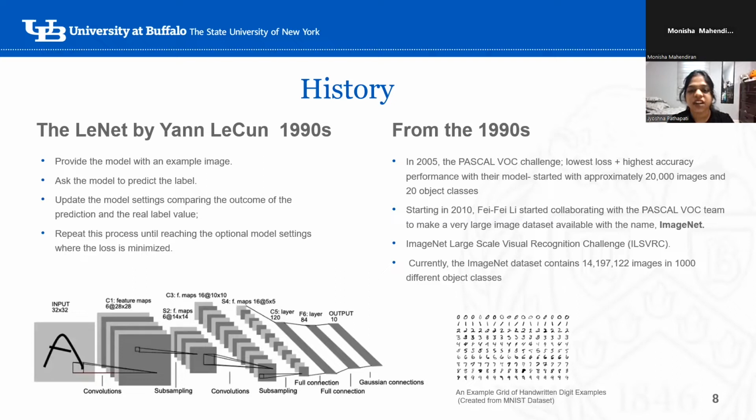And from the 1990s, there were other findings. In 2005, the Pascal VOC challenge saw the lowest loss and highest accuracy performance, with the model started with approximately 20,000 images and 20 object classes. Now the ImageNet is very popular, the ImageNet Large Scale Visual Recognition Challenge. Currently, the ImageNet dataset contains 14,197,122 images in 1,000 different object classes.